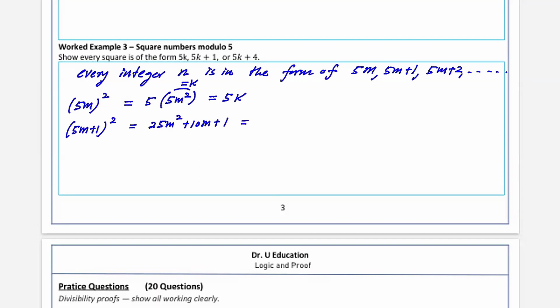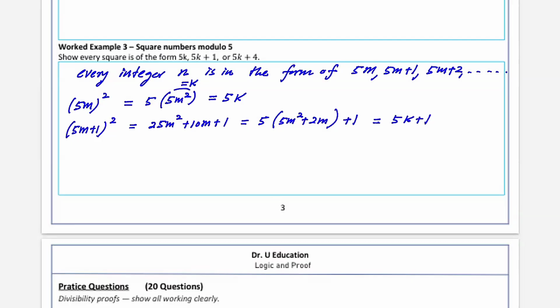So that would be, you take 5 out. So it's going to be 5 times (5m squared plus 2m), right? Plus 1. So that would be 5k plus 1 type, right?